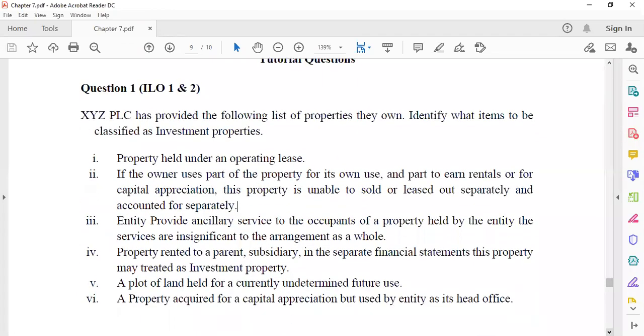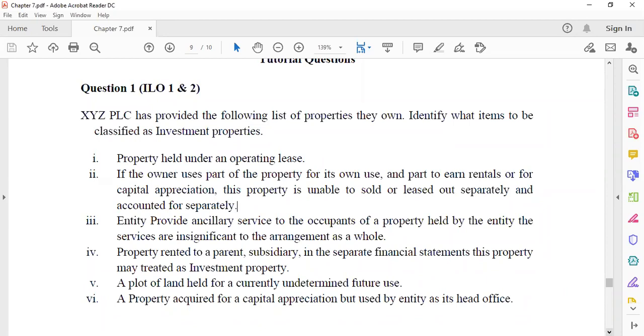So let's say that you have 80% of the shares of ABC. If so, you are the parent. Being XYZ, you are the parent. So you have rented out one of your properties to this subsidiary, that is ABC. So when it comes to the individual financial statements of this XYZ PLC, can this be treated as investment property? If you rent this out to a subsidiary, in your individual financial statements, or we call it separate financial statements, is it an investment property?